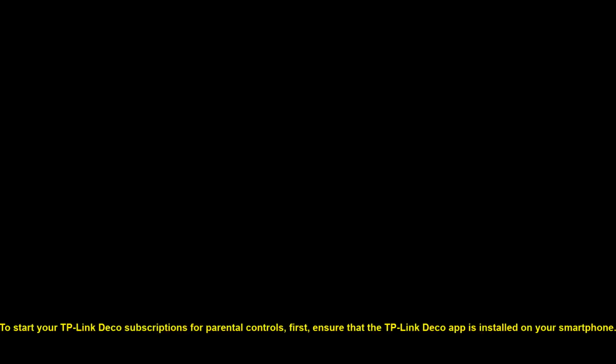To start your TP-Link Deco subscriptions for parental controls, first, ensure that the TP-Link Deco app is installed on your smartphone. Open the TP-Link Deco app and log in to your TP-Link account. If you don't have an account, create one by following the prompts in the app. Once logged in, select the Deco device you want to manage.